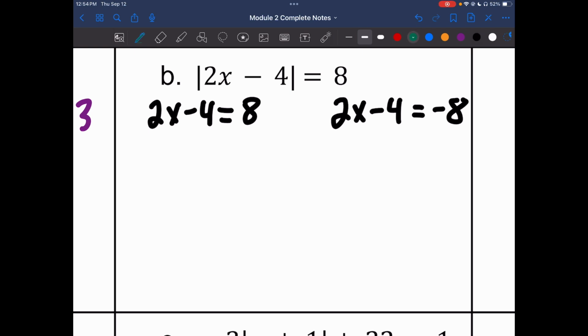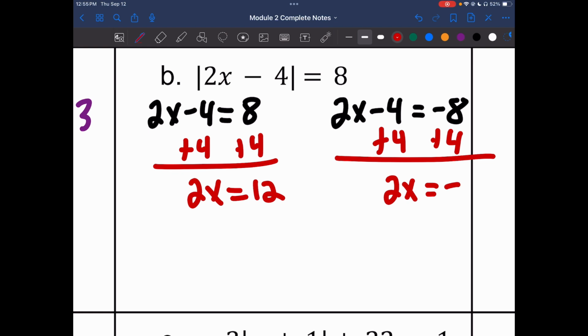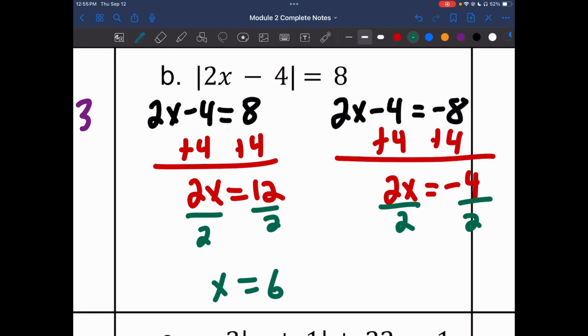So now we're going to do our work, and we are going to do opposite operations just like we have in our previous couple lessons. So we add 4 to both sides. 2x is equal to 12. I'm going to do this on both equations at the same time because we're doing the exact same steps for each equation. So 2x minus 4, again, we're adding 4 to both sides. Negative 8 plus 4 is negative 4. And now we divide both sides by 2 in both equations. And we get that x is equal to 6, and x is equal to negative 2.